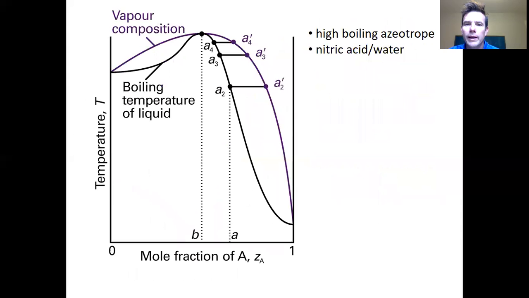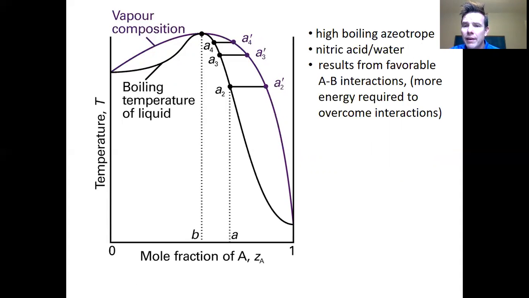If there's a low boiling azeotrope, there is also a high boiling azeotrope. This is one in which the mixture has a higher boiling point than either of the pure liquids. An example is nitric acid water. And this results from favorable AB interactions, stabilizing interactions, where more energy is required to overcome those interactions. And I think I'm going to stop here. This is sort of all I have. Hopefully this will allow us to answer the one primary question that we wanted to ask, which was, how do we interpret phase diagrams of liquid-liquid mixtures? All right, stop here, and we'll see you next time.